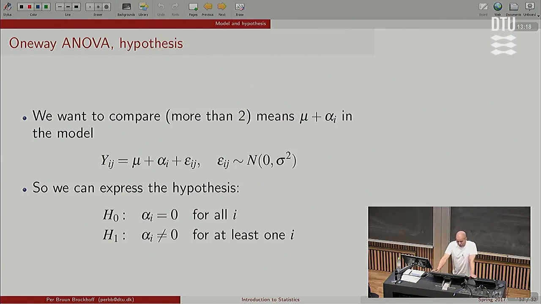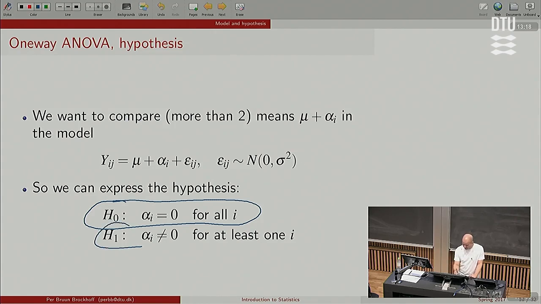So the hypothesis that we are wanting to investigate, I claim, is the overall hypothesis of all of the means being the same. And with this sort of indirect way of expressing it, all of these alphas, all of the deviances from the overall mean, are assumed to be 0 in the null hypothesis. That's the hypothesis we'd like to design a test to tell us about. Are the means really different here, or are they not different? That's the question we are going to answer.